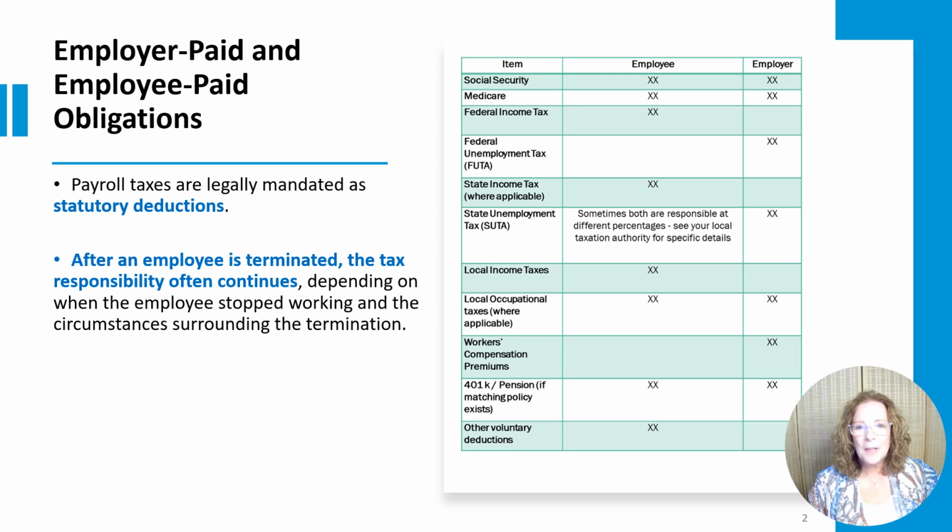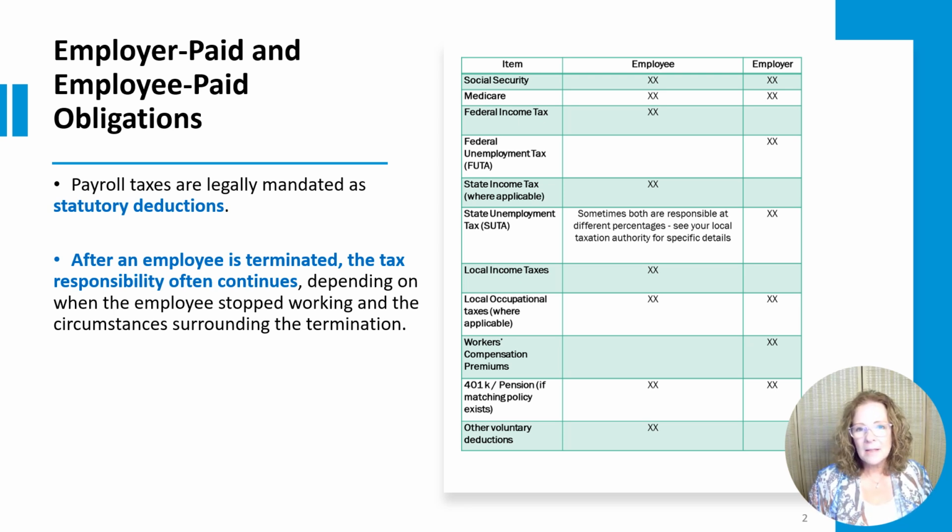Let's take a closer look at employer-paid and employee-paid obligations and clarify who's responsible for each portion. Employer-paid payroll taxes are statutory deductions mandated by law. The table here outlines which party is responsible for each deduction. In some cases, both the employer and the employee contribute, such as for Social Security, Medicare taxes, local occupational taxes, if applicable, and 401k contributions.